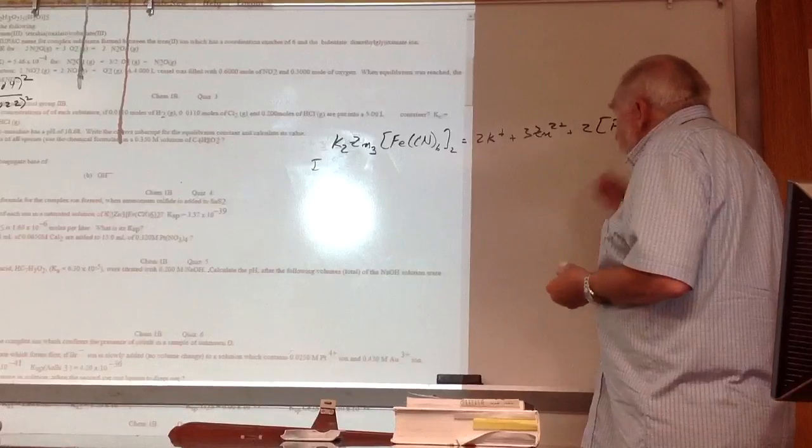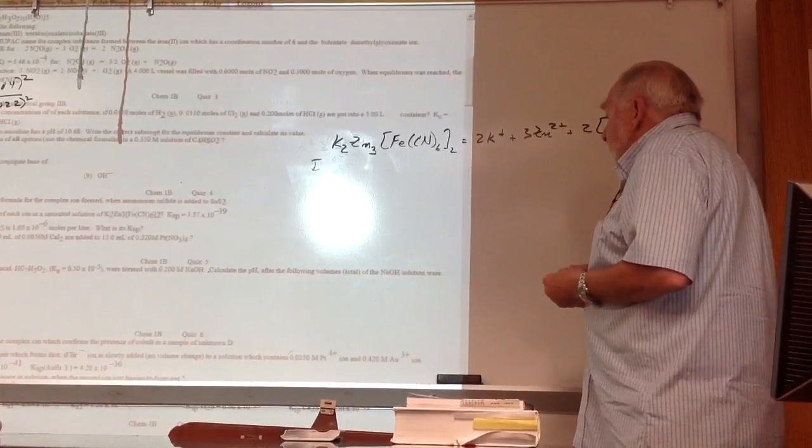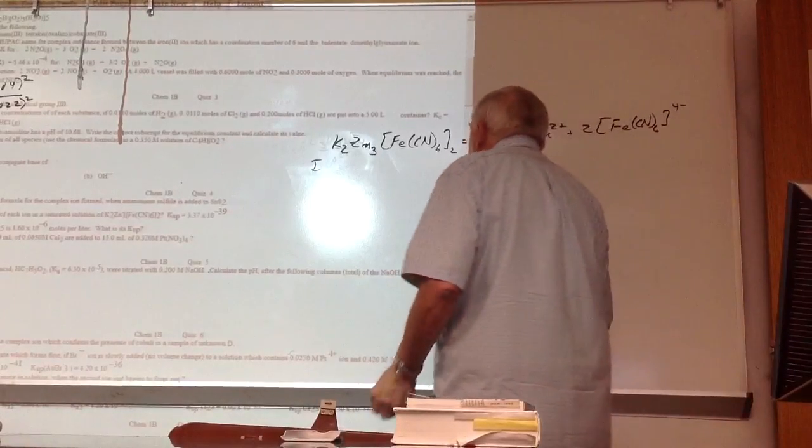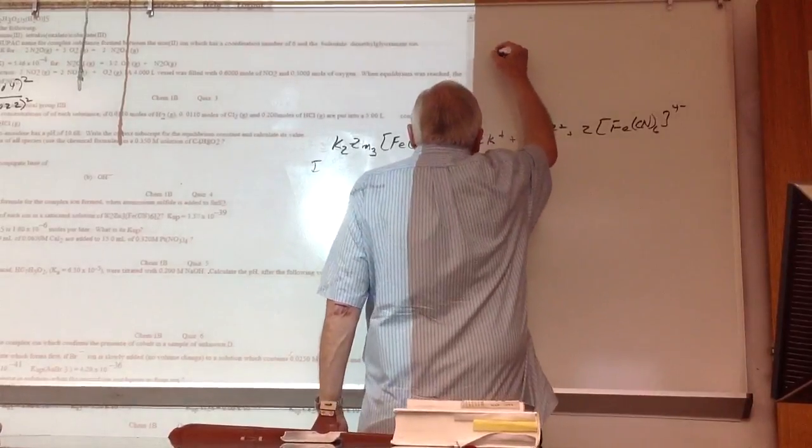Okay, so this is the first step. You always want to write the equilibrium expression, and I already pointed out to you something very important.